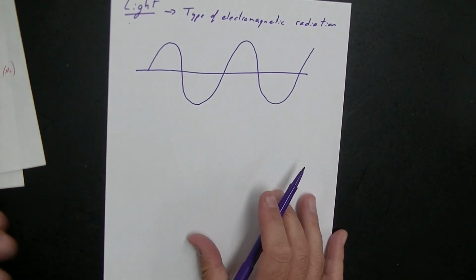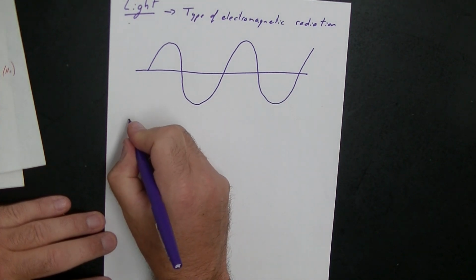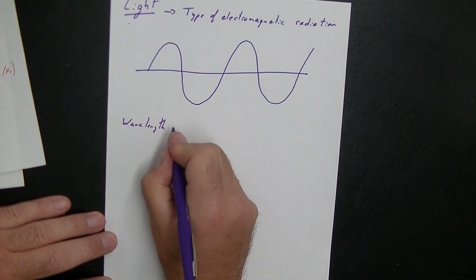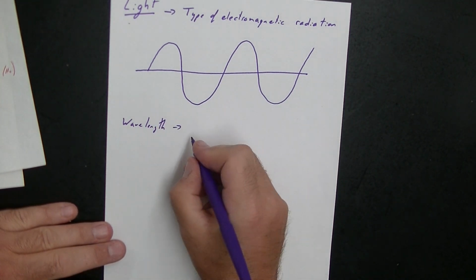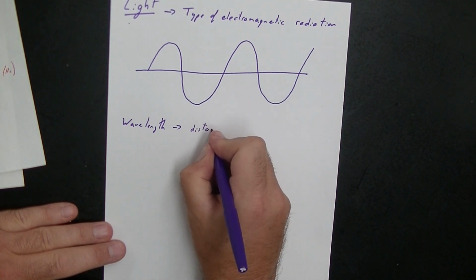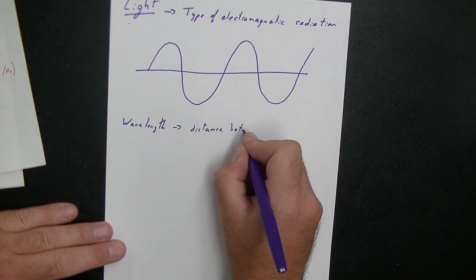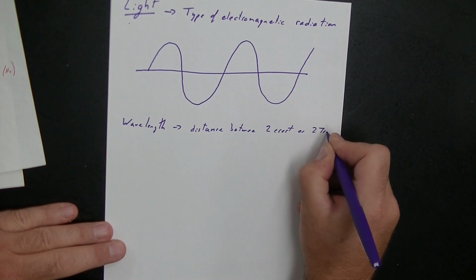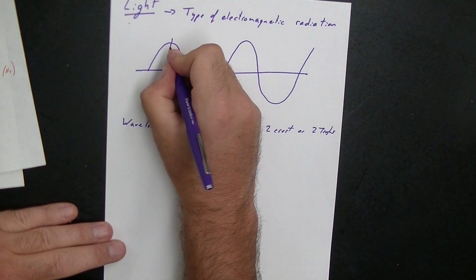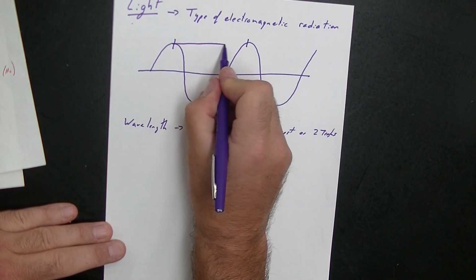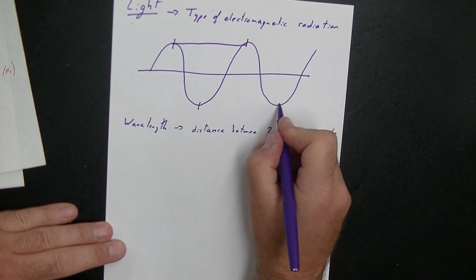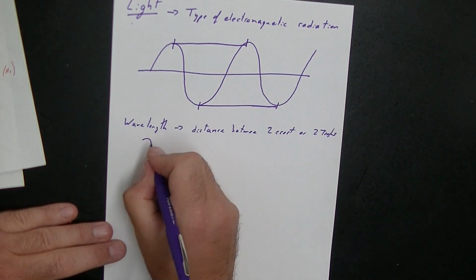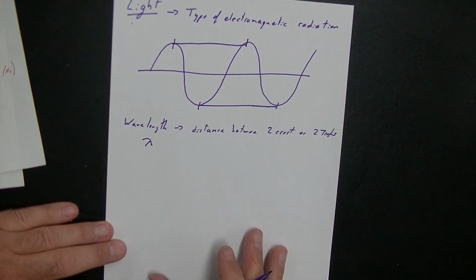Again, we have to define some things here. So let's talk about wavelength. And the wavelength is the distance between two crests or two troughs. Okay, so we're talking about this distance from here to here. Okay, so that would be on crests, and these are the troughs over here. So you can measure it either way. That's the wavelength. Okay, and we use the lambda sign.